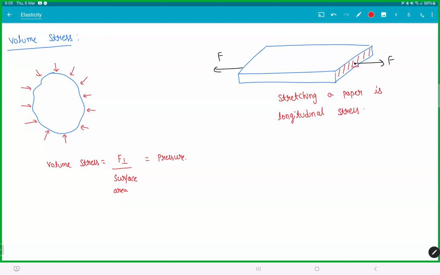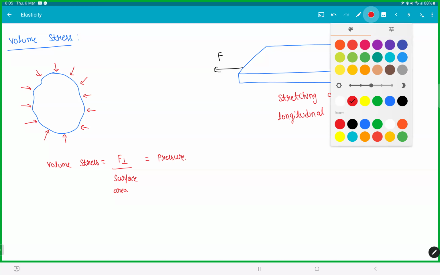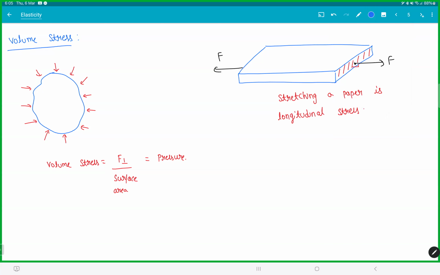What if you tear a paper? How do you tear a paper? If you see my screen, when you're tearing the paper, isn't this how you tear? So you're actually applying force on this side, and the force is acting this way, isn't it? It's actually shearing stress. So when you're tearing a paper, you're applying a shearing stress.